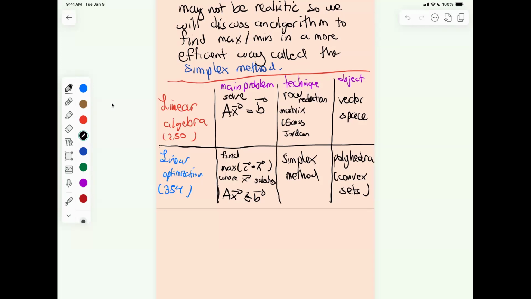But this is a good table to keep in the back of your heads because it's a compare and contrast between the two things. Just think about these polyhedra, like the image that I showed you earlier today, or the thing from last time. Those things are called polyhedra.